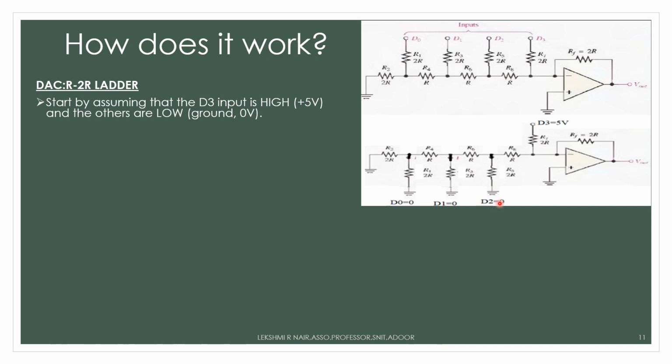D2 will be low. Low value can be represented by a ground connection. D1 will be grounded and D0 will be grounded. Now the circuit will be like this. D3 will be high, D2, D1 and D0 will be low. And the circuit will be like this. This condition represents a binary number, which is the number 1, 0, 0, 0.